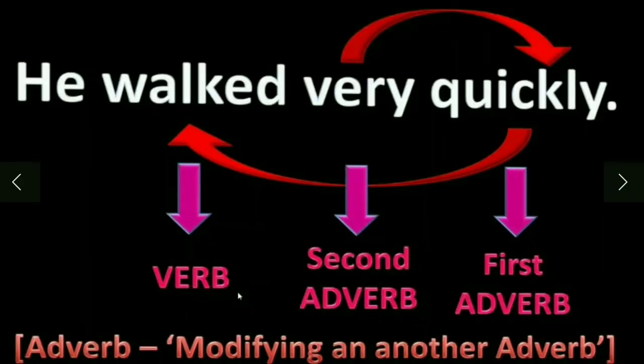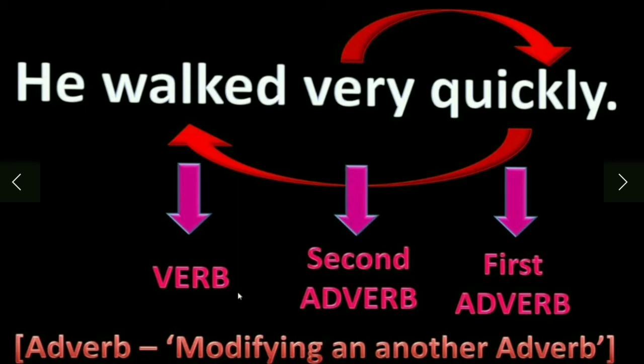Okay? Let's take another example. Here it is written, he walked very quickly. Here, he is a pronoun word and considered as subject here. Walked is an action word here in V2 form, and quickly is our first adverb which is modifying the doing word walked here.